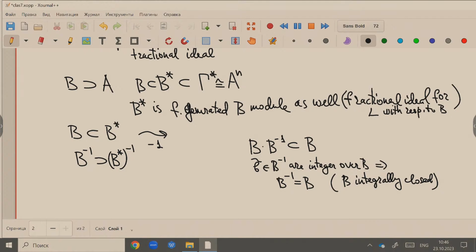So this implies that now B inverse, B dual inverse, is just a subset of B. Yeah? So this is an ideal, and this is called the different.